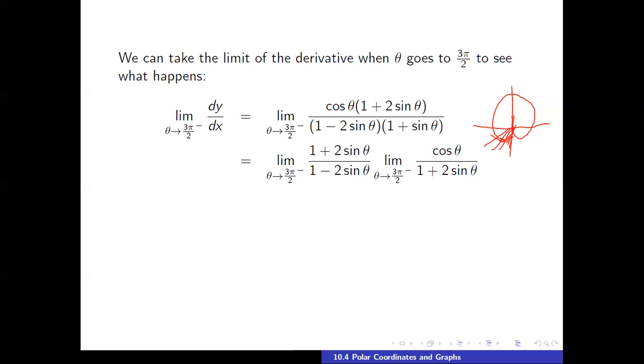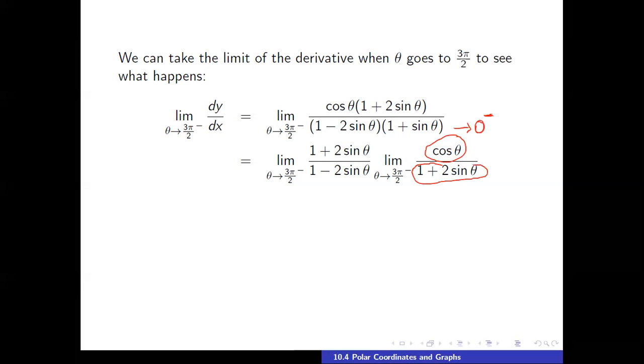But it goes to 0 how? What is this thing, right? So this guy right here, as this thing goes to 0, how? Through negative numbers or positive numbers? Negative numbers, okay? And what about this guy down here? As theta goes to 3 pi over 2 from the left, what's going on? What's the denominator going to go to?